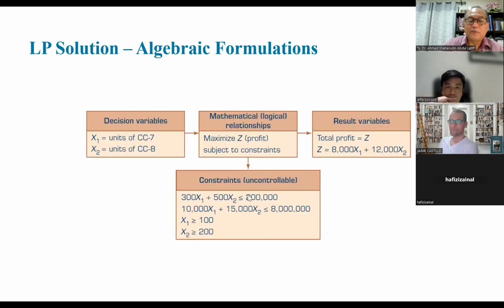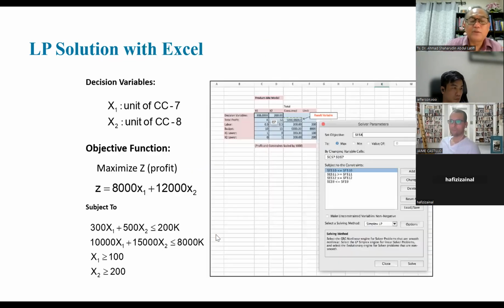So it can be lesser, or the maximum is 200,000. So you put this formula, the uncontrollable formula. So you can get here, you replace the formula maximum, you can get x1 must be more or equal to 100, x2 200. So this is the formula using Excel.